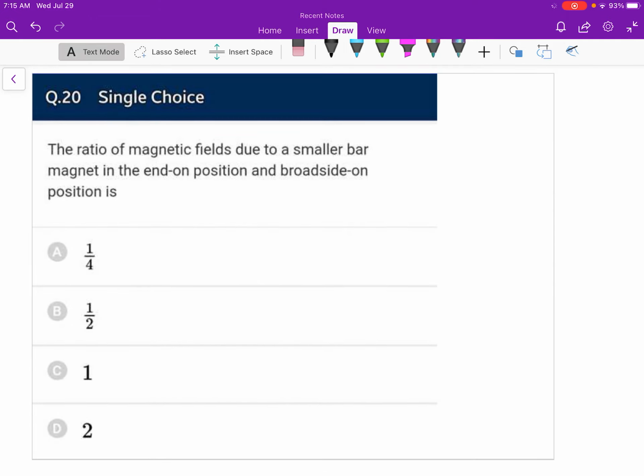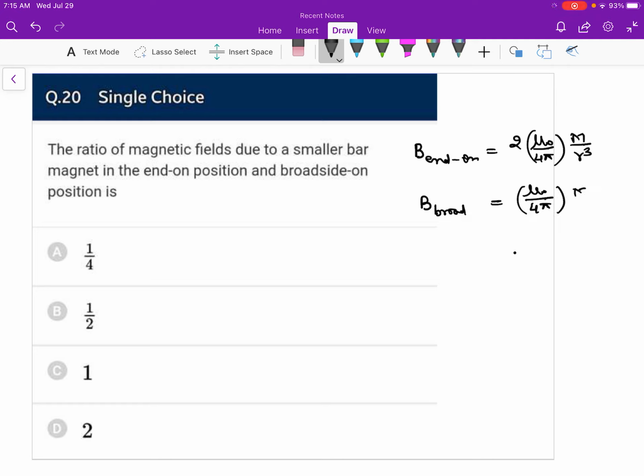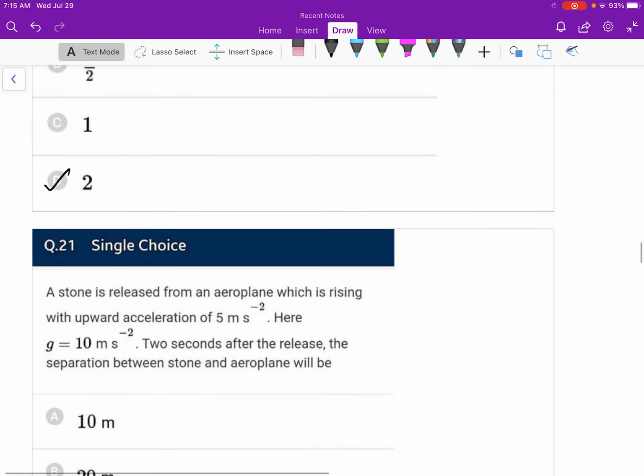The ratio of magnetic field of a small bar magnet in the end-on position and broadside-on position. End-on position means axial position and broadside-on position means equatorial position. So at axial or end-on position, field is twice of mu naught by 4 pi m upon r cube, and for equatorial or broadside-on position, magnetic field is mu naught by 4 pi m upon r cube. So end-on position field is doubled, so 2:1.